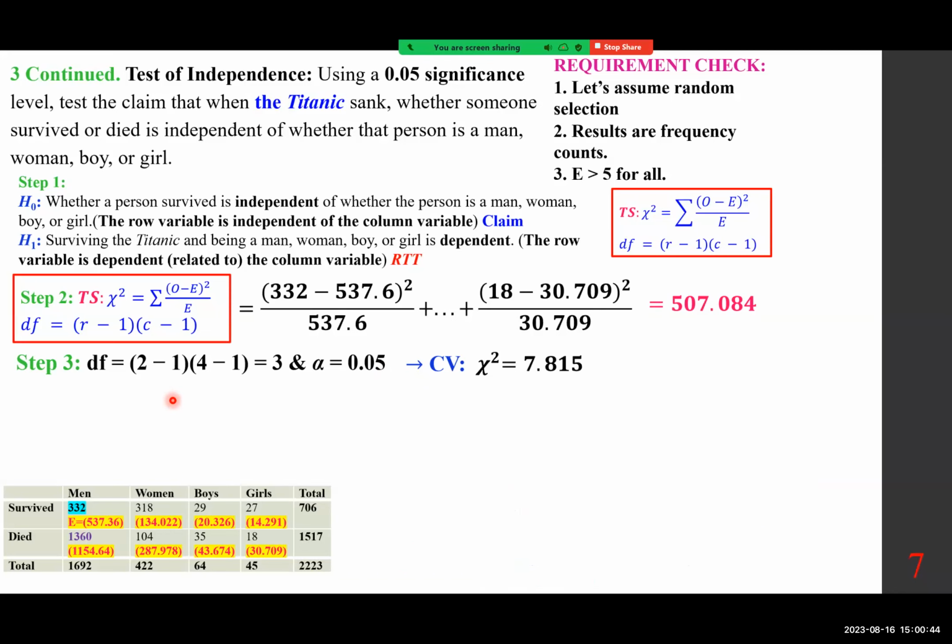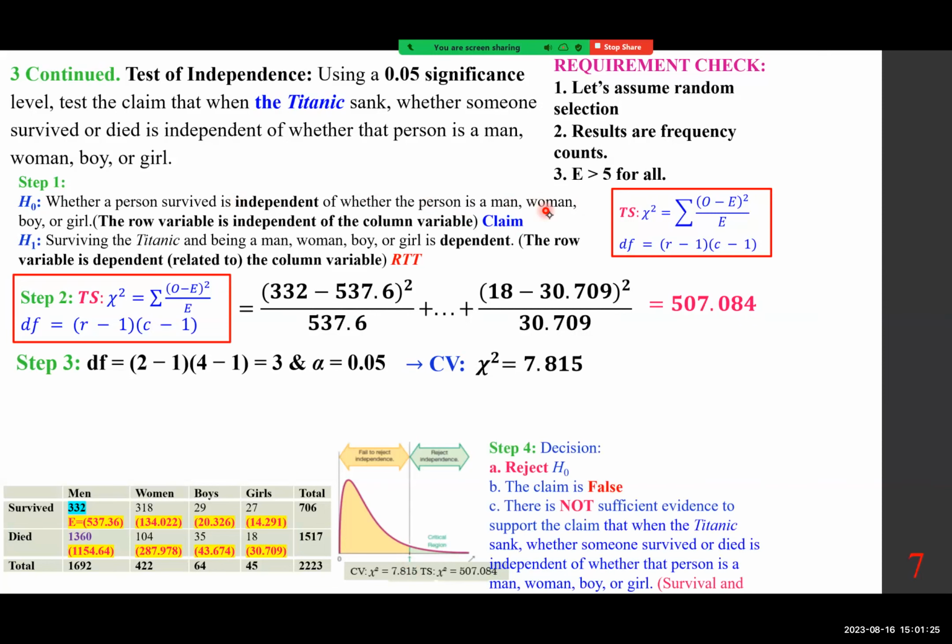As far as the degrees of freedom is concerned and the choice of alpha, degrees of freedom, as I mentioned before, is the number of rows minus 1 times the number of columns minus 1, the product is 3. Alpha is 0.05. From the table or technology, we get 7.815. And when we do the drawing, this is way into the rejection region. It's way larger than the critical value. So clearly reject H0. If you're rejecting H0, you're rejecting the claim, and that means they are not independent. The row variable and column variable are not.